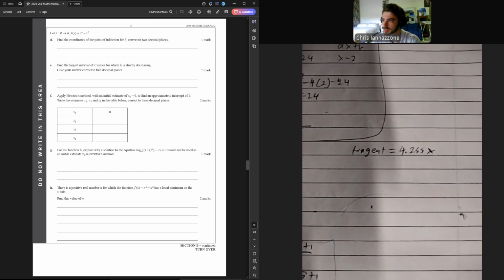Okay, we've got something a little bit different here. Still a 1 marker though. Find the coordinates of the point of inflection. Now, there's a couple ways you could do this. The way that I'm personally going to recommend is that you just sketch h of x and then use the graphing tools to figure out where the point of inflection is going to be.